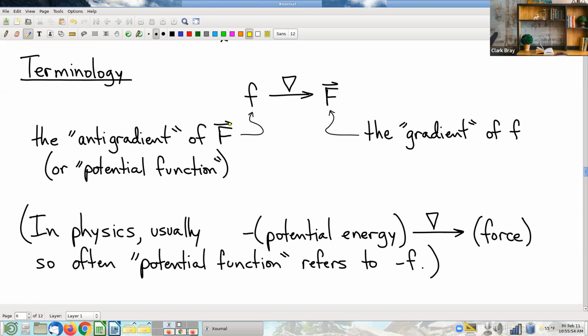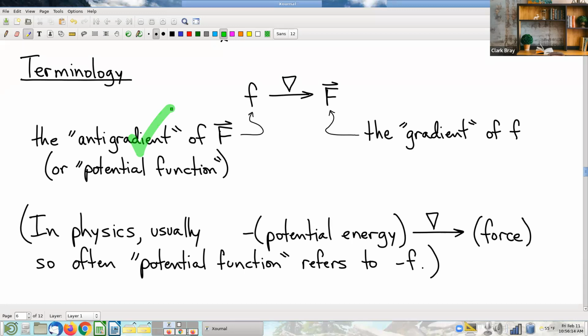But anyway, that's my problem with it. I hope you see why I think that's super frustrating and suboptimal. But again, heads up, this is the language that tends to get used. So you're welcome to use either term that you like. I'm going to say anti-gradient almost exclusively.